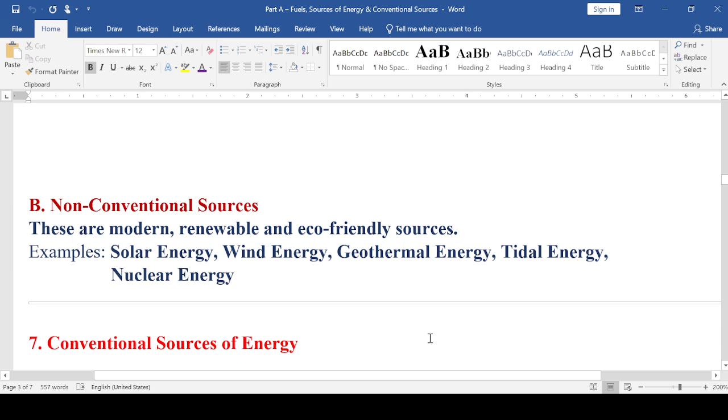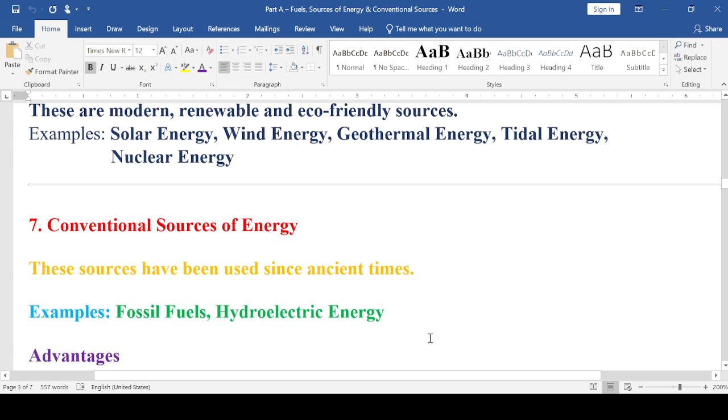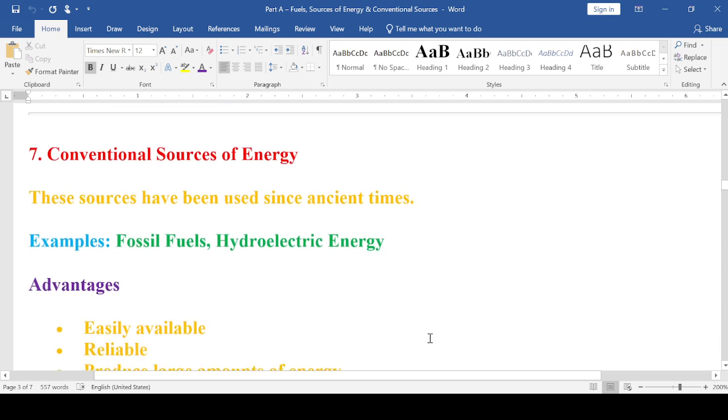Next come non-conventional sources. These are modern, renewable and eco-friendly sources, students. Examples: solar energy, wind energy, geothermal energy, tidal energy and nuclear energy. Okay. So, conventional sources of energy. These sources have been used since ancient times. Examples again: fossil fuels and hydroelectric energy.